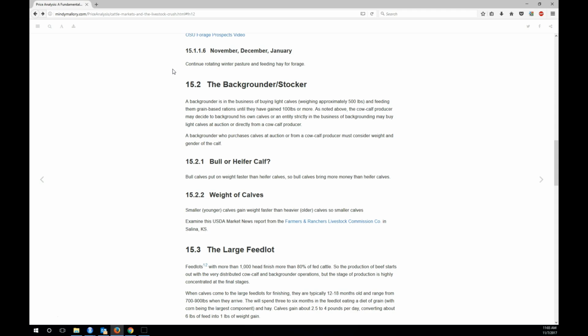And the backgrounder's business is all about how efficiently they can put weight on these calves. And also, smaller and younger calves gain weight faster than heavier and older calves. So the prices of smaller calves tend to be higher per pound than the price of heavier calves. So let's take a look at this USDA market news report.